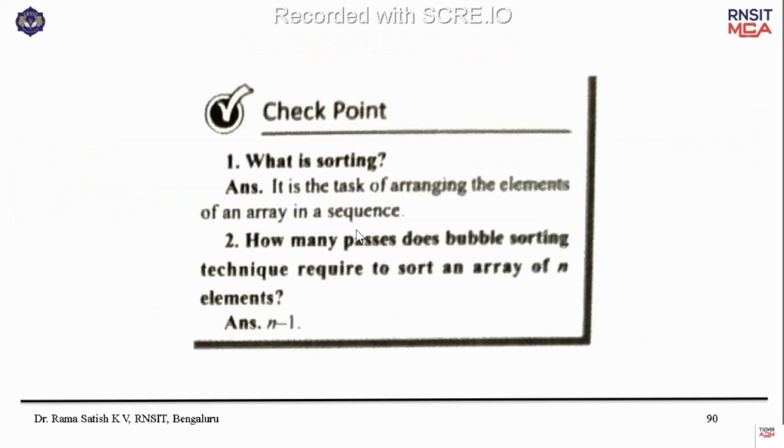Yesterday we discussed sorting. What is sorting? Sorting is the task of arranging elements in an array in a particular order. And how many passes does the bubble sort technique require to sort an array of n elements? If there are 5 elements, it has to go for 4 passes. If there are 10, it is 9 passes, 9 iterations. If there are n elements, n minus 1 passes are required to sort the array. So that is one thing that you should always note from yesterday's class.